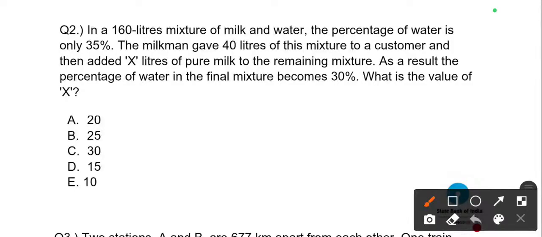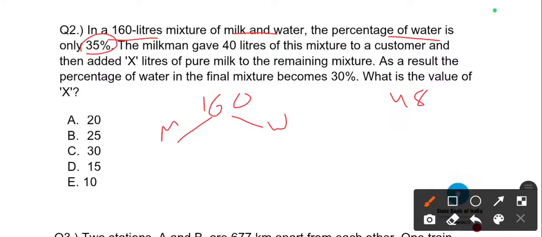Okay. 160 liters of a mixture of milk and water. The percentage of water is 35%. So in 160, 35% is water. 35% means 48 plus 8, which is 56. 56 is water. 56 water means milk will be 104.